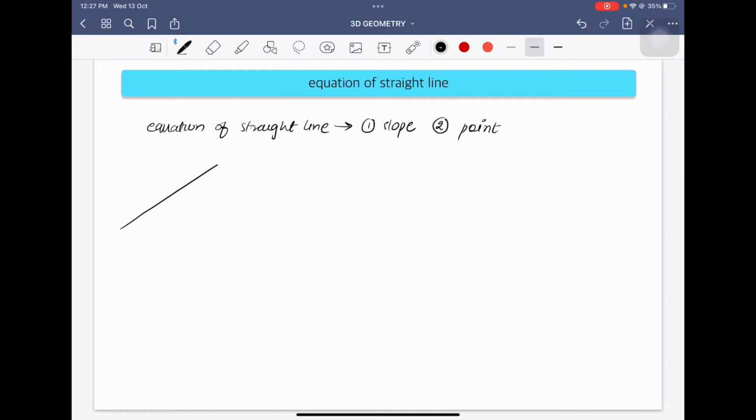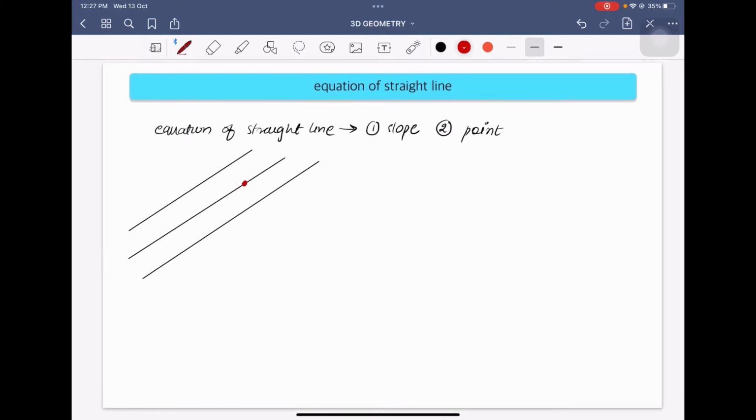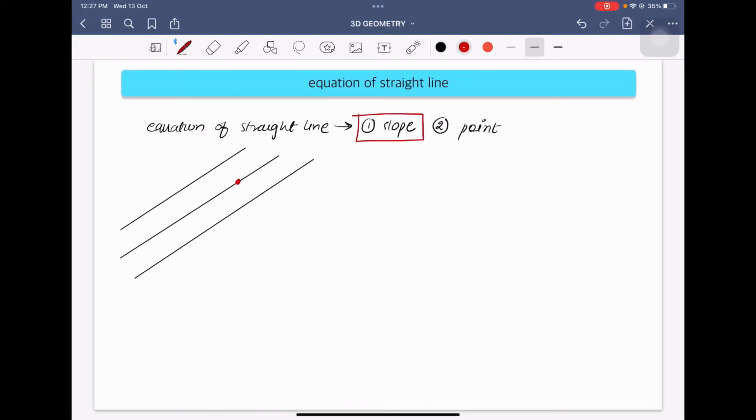So basically the slope will give us the parallel lines, and then that particular point which we have to get will give us a particular line. So suppose we have been given a slope of 1 and that line is passing through (1, 1), so we'll get a line accordingly. Now we'll use the same concept in 3D geometry also. That is, in 3D geometry, when we are finding the equation of line in 3D space, we'll require the same two things: slope and a particular point which this line is passing through.